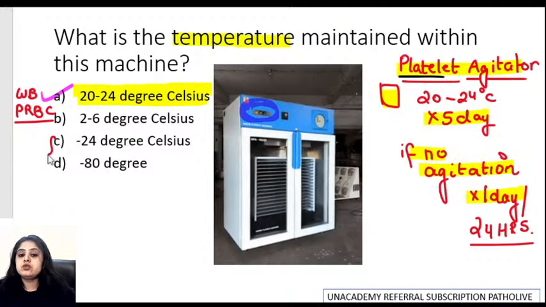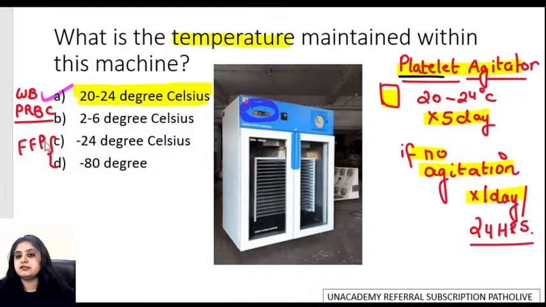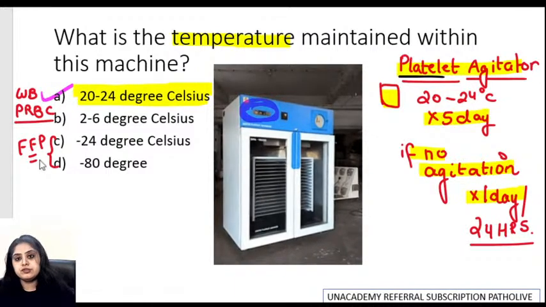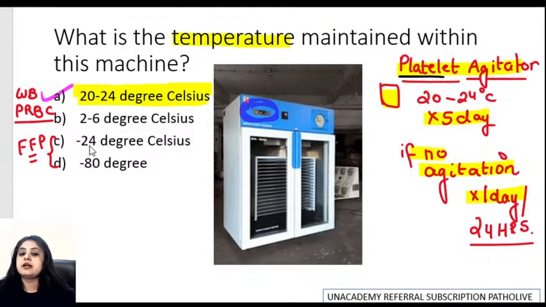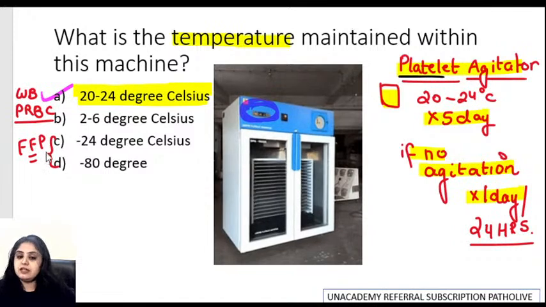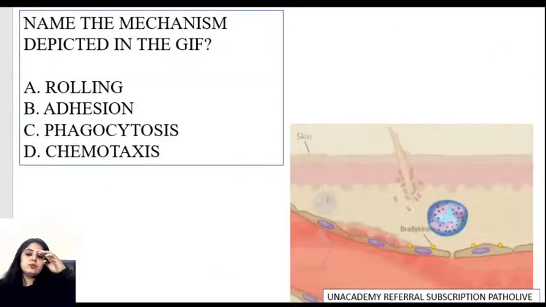Whereas temperatures which go in minus, obviously they are the ones which are used for fresh frozen plasma. So the word only has frozen in it. So less than -18, anything below -18 is what I prefer for fresh frozen plasma. So these are the minus temperatures. Done with this question, let's move on to question number 2.